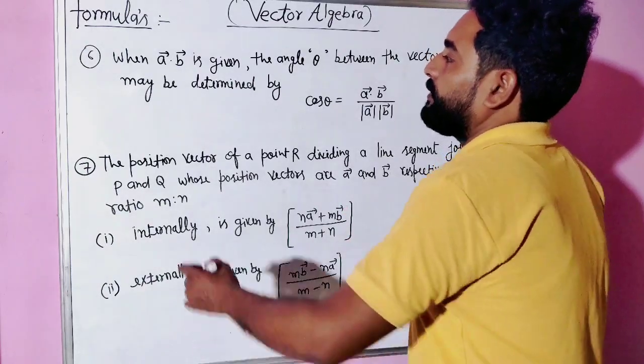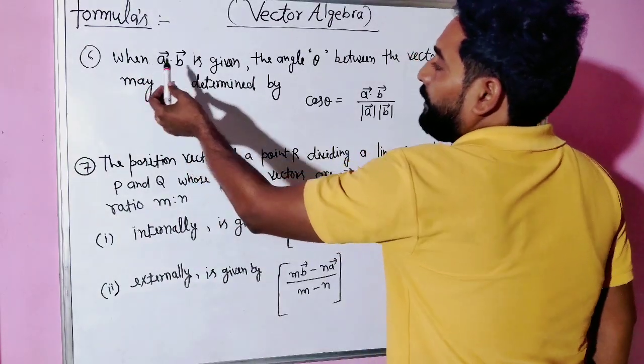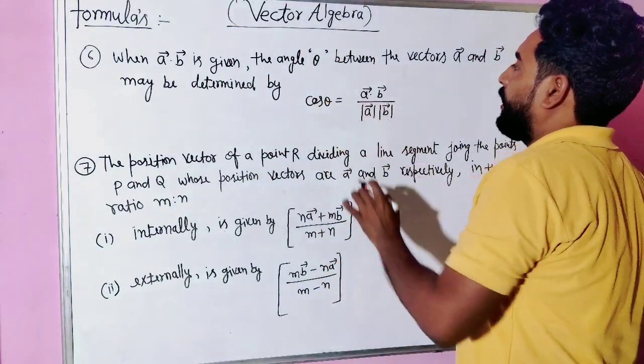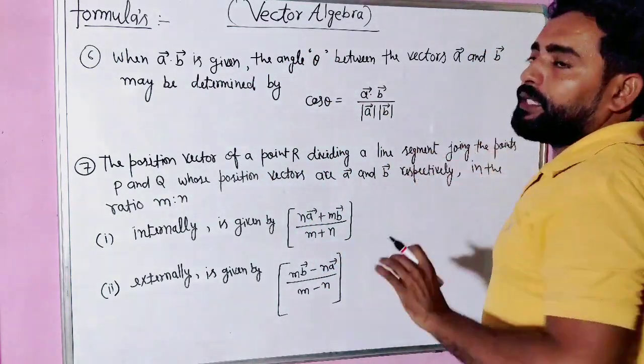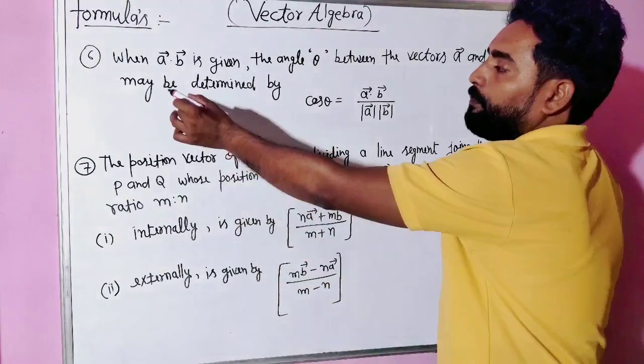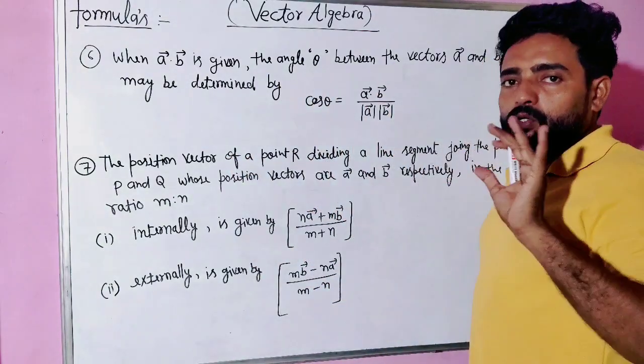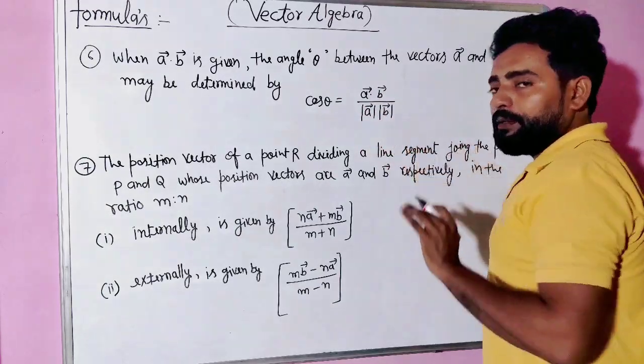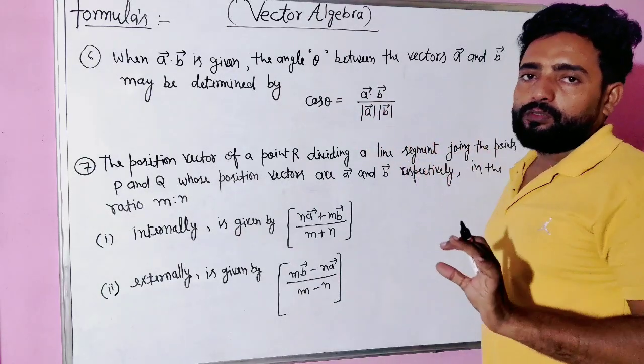Now next formula friends, formula number 6. When vector A dot vector B is given, the angle theta between the vectors A and B may be determined by cos theta is equal to vector A dot vector B upon mod vector A into mod vector B.